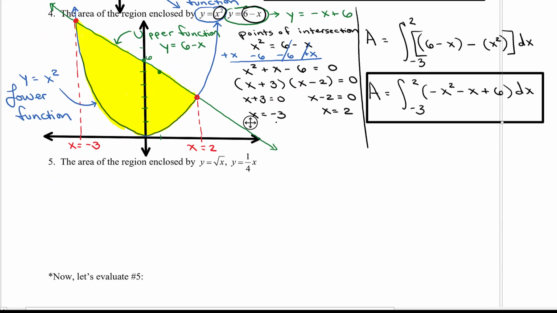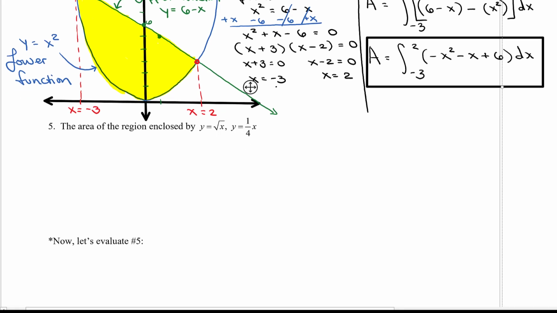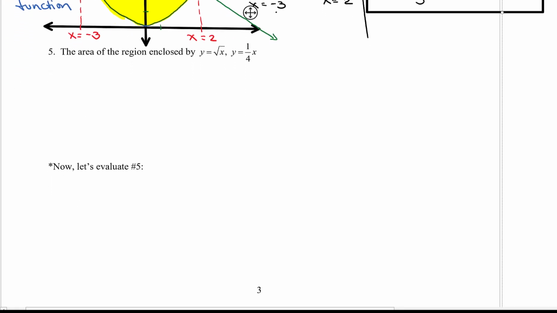Number 5, the area of the region enclosed by y equals the square root of x, y equals 1/4 x. So let's go ahead and set this up. Let's start off by drawing a coordinate plane.